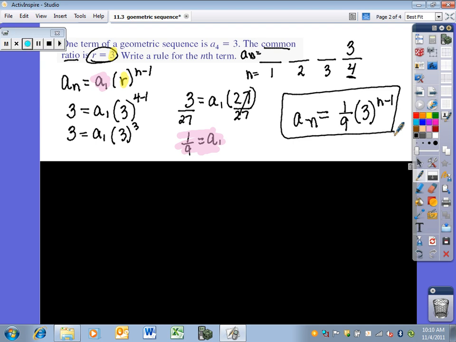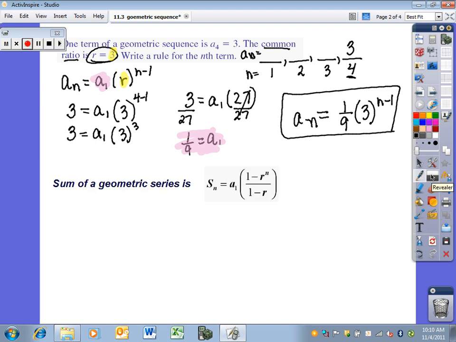Now, if I had plus signs instead of commas here, I would have a series. So let's take a look at how we would solve a geometric series. If we want to add all of them up, you're going to take the first term times the quantity 1 minus r to the n over 1 minus r. This formula is a very important formula to know. The sum of a geometric series is the first term times the quantity 1 minus r to the n divided by 1 minus r.